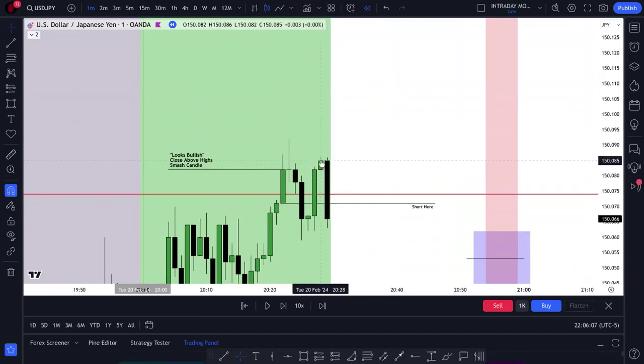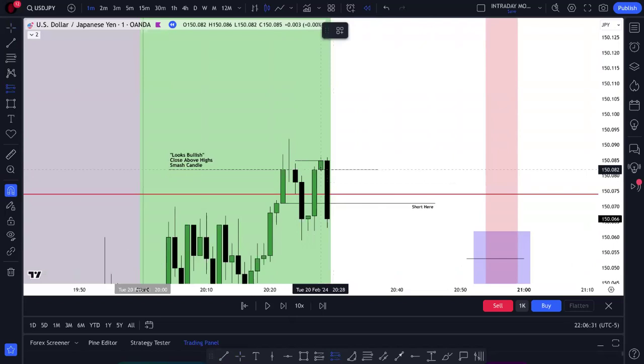Right there. Price closes above a high. Whether it's one high, two high, three highs. Like I said, Larry Williams didn't really put a specific number on how many highs it has to close above or close below. But yes, this is a smash day candle, Kenny. Absolutely. Thanks for pointing that out. Yep. Hopefully that answers your question. So you go short here, right there.